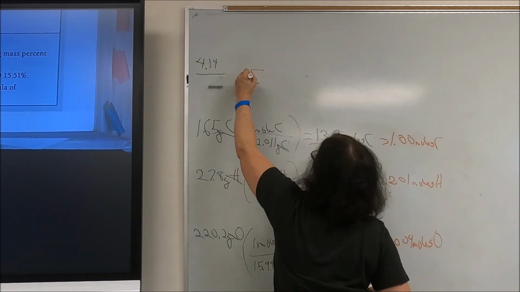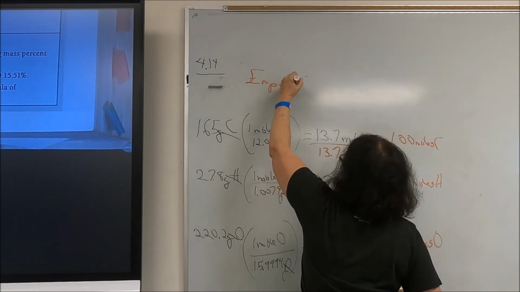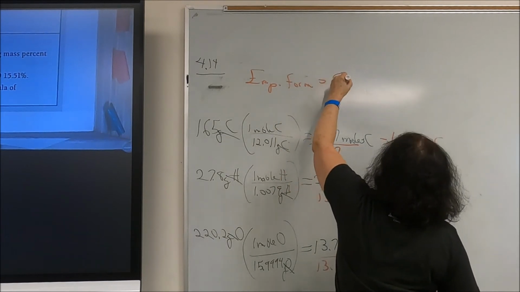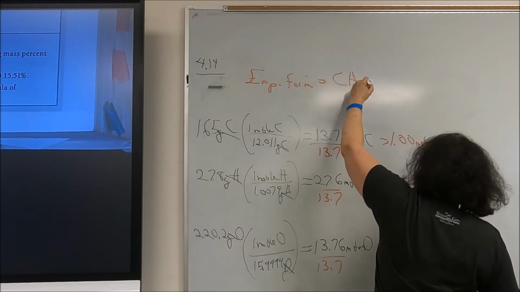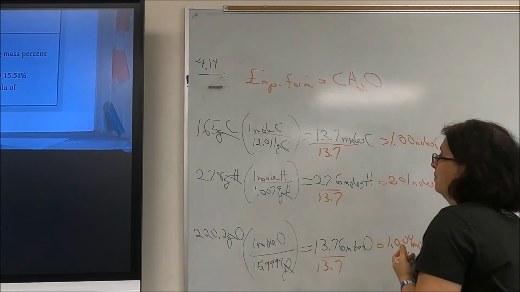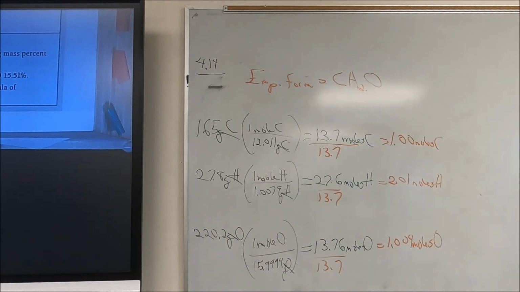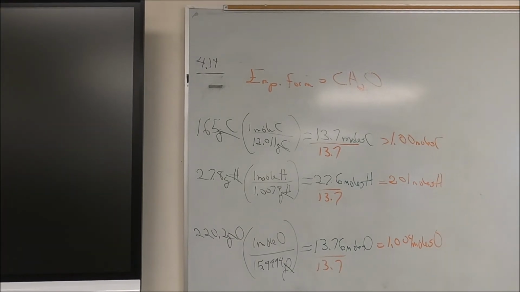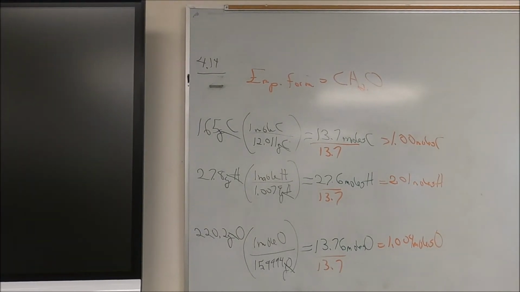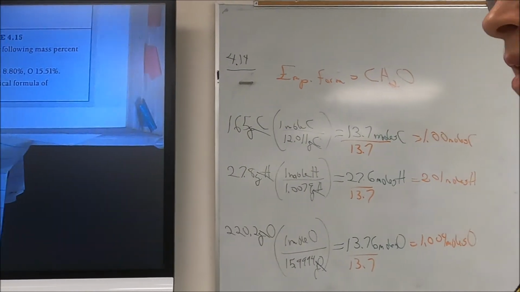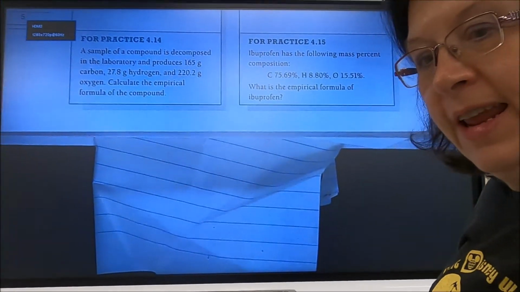So my empirical formula would be CH2O. Notice we just got this same formula we did before, but this time we were starting from grams. Same compound or a related compound. Now, let's look at problem 15.